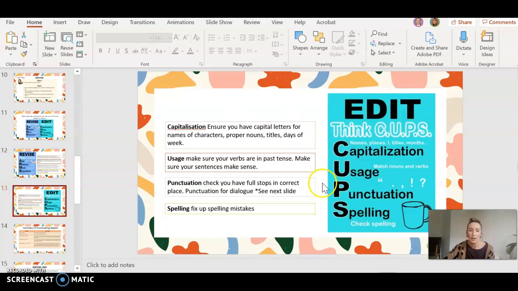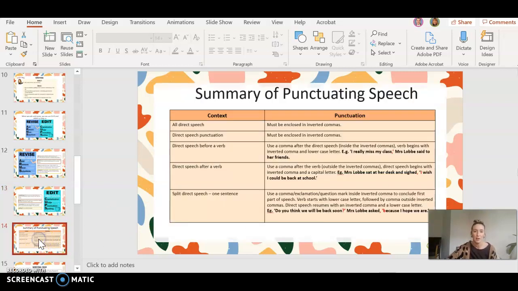When we edit, we can look at CUPS. So we're looking at capital letters. Remember, character names need capital letters, proper nouns, titles, days of the week, months, etc. We need to make sure that our sentences make sense, particularly having verbs in past tense. That's a common error. Our narratives need to be in past tense. Checking our punctuation: we need to make sure we've got all our full stops and commas in the correct place, and particularly our punctuation for dialogue, which I've got a little slide coming up, and spelling, fixing up our mistakes. So there's this table here to revise how we punctuate dialogue.